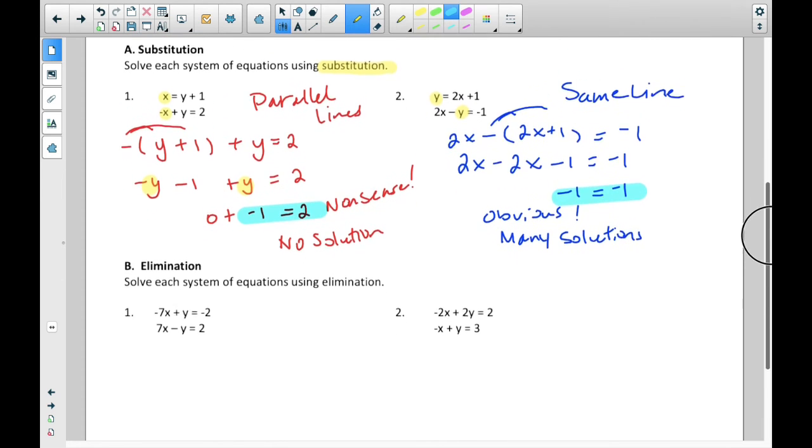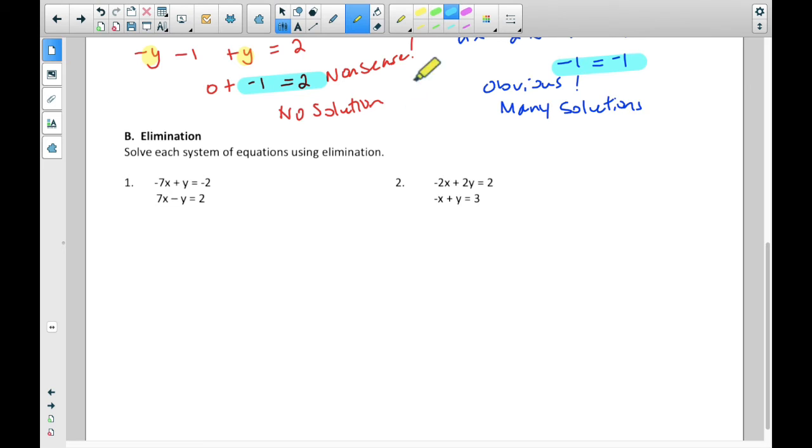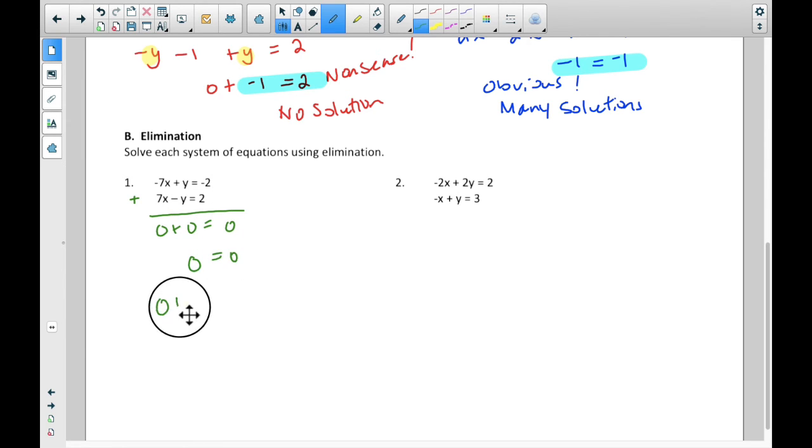All right, let's look at how about elimination method. Elimination method, remember, that's when we add them together and we just add them straight down. So if I add these two equations straight down, negative 7x plus 7x, that would be 0. Y and a negative y, that would be 0. Negative 2 and 2, that would be 0. I end up with 0 equals 0. Obviously, yes, 0 does equal 0. That means there are many solutions.